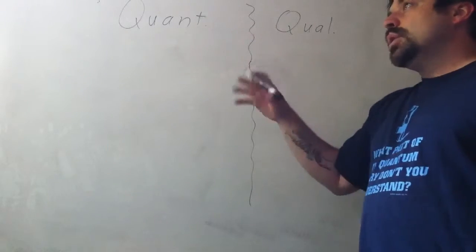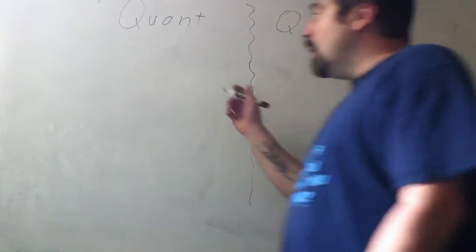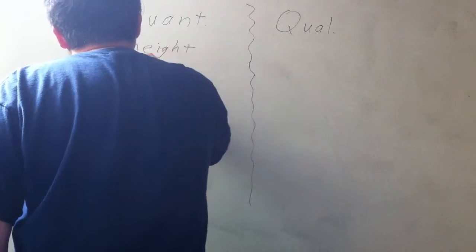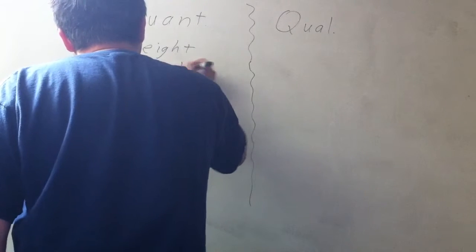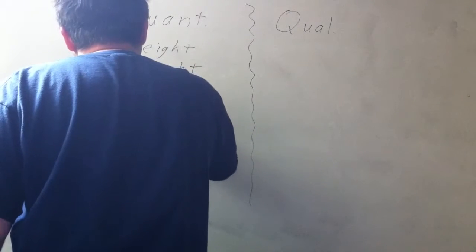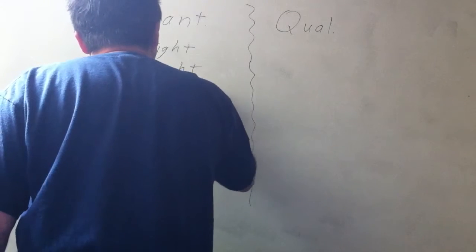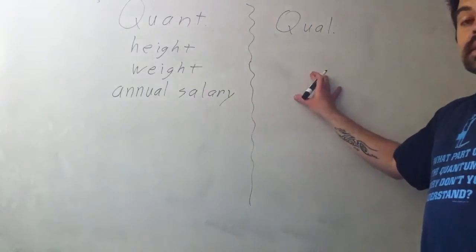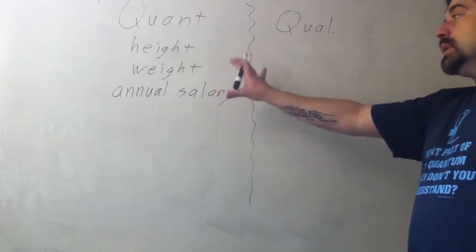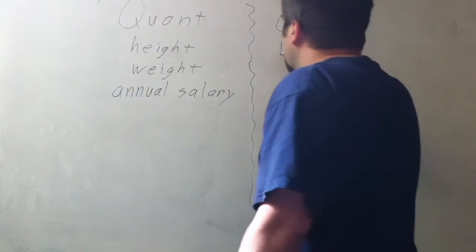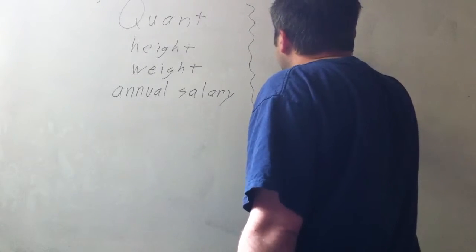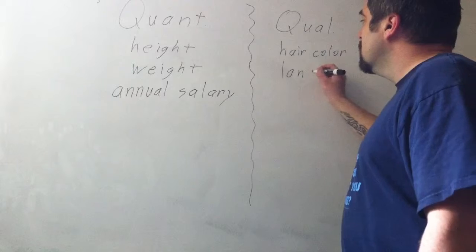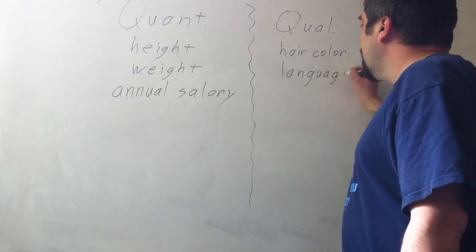Quantitative data is about measurable quantities, hence the word. So this would be things like height, weight, annual salary would be a quantitative piece of data you might want to know about someone. Qualitative refers to qualities, things that aren't necessarily reducible to these sort of comparable numbers. So things like hair color, a language they speak, kind of car they drive.